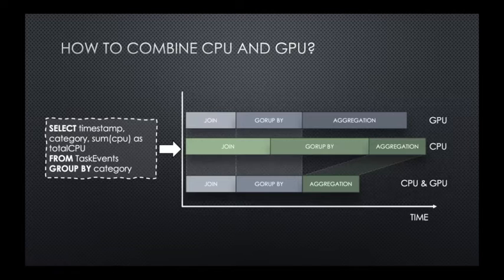And let's see this idea in another way. For example, we have 3 operators: join, group by, and aggregation. The join and group by on GPU are faster than on CPU, and the aggregation on CPU is faster than on GPU. So we can combine them to achieve the highest performance.